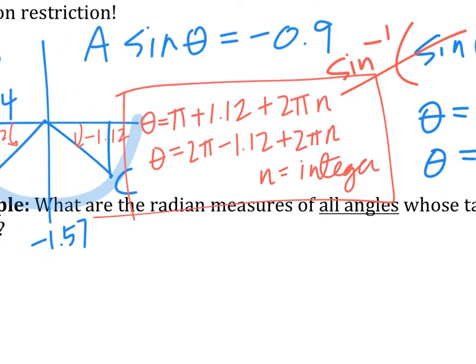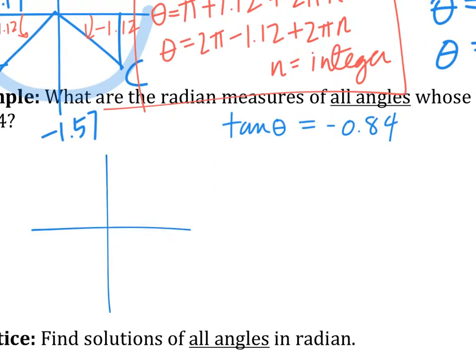What are the radian measures of all angles whose tangent is negative 0.84? Okay, tangent of what is negative 0.84? And that what is an angle. All Students Take Calculus. So you have to figure out which two quadrants tangent will be negative. That tells you which trig function is positive or negative in that quadrant. So then we can narrow down. Instead of trying to figure out where tangent is in all four quadrants, we can narrow down to just two. Okay, let's come back to this.